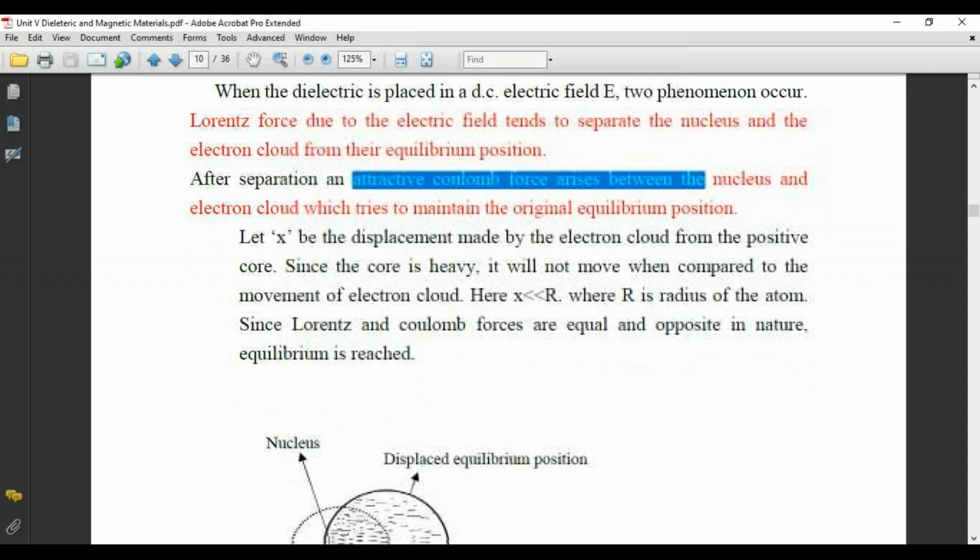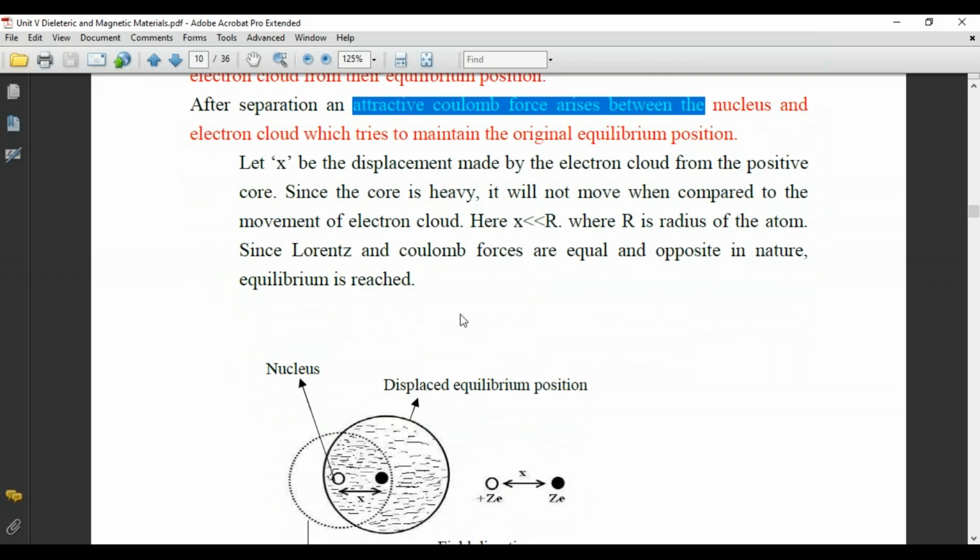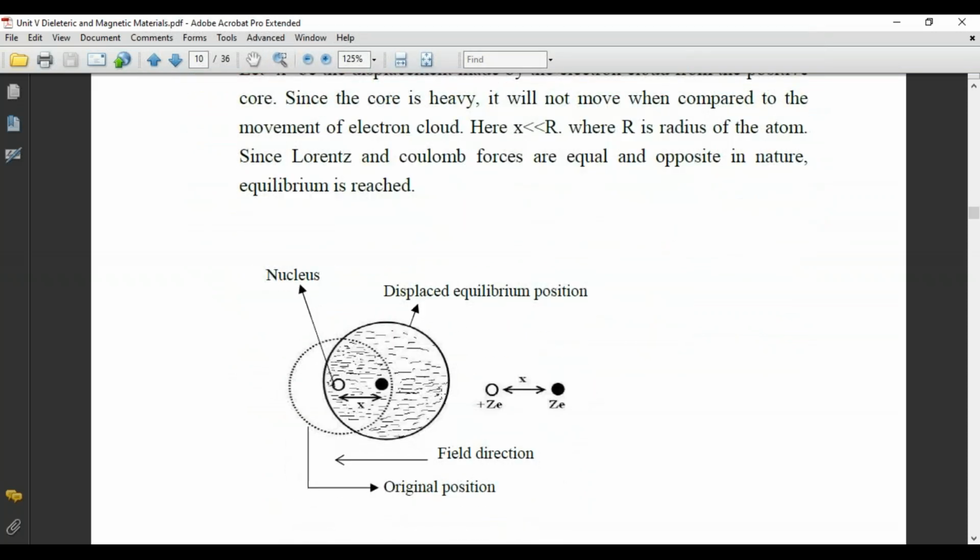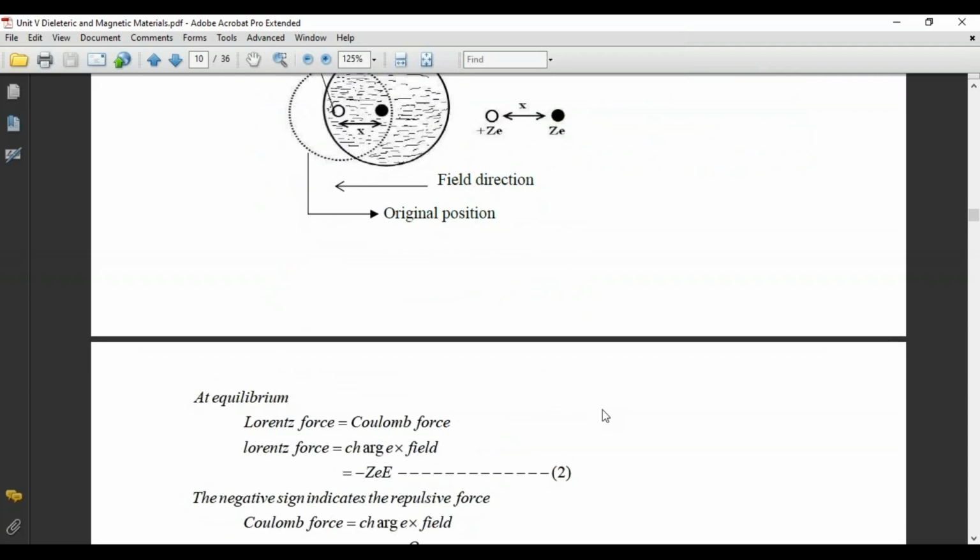Now let's see the displacement made by the electron cloud from the positive core. See this diagram, you can understand it very easily. This is what is called the nucleus. This is what is called the electron cloud. The nucleus gets displaced with respect to the electron cloud by a distance of x. The field direction is in this direction. This is what is called the displaced equilibrium position, and this is the nucleus. Then you can see the charge Ze, that is the nucleus, separated by distance x with respect to the electron cloud. This is what is going to happen when you apply the field.